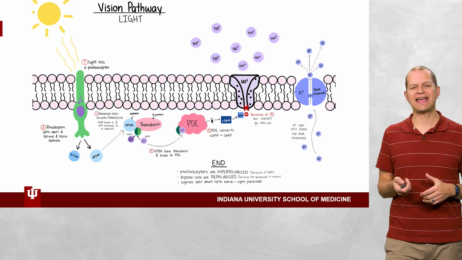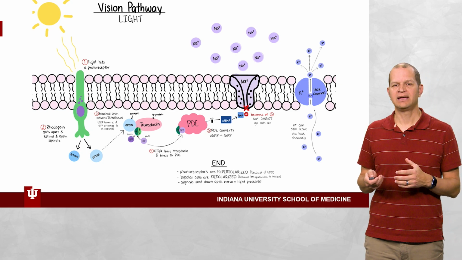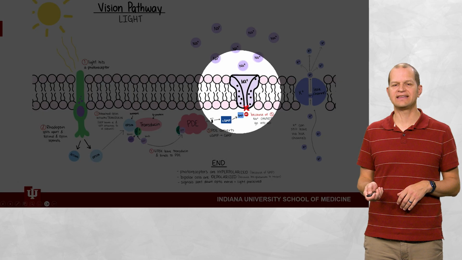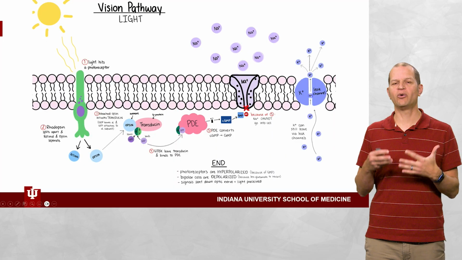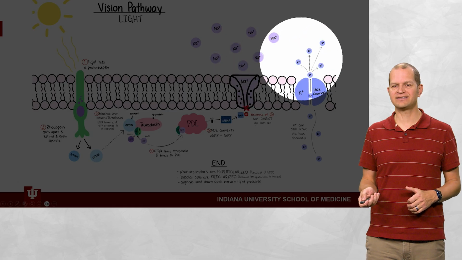And so with that hammer, we break cGMP into GMP. As a result, notice that this gate is now closed because we don't have the key. We broke the key. Okay, there is still potassium leaving the cell, that's fine.